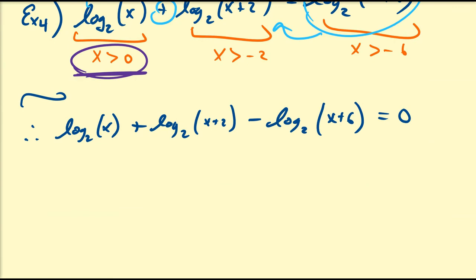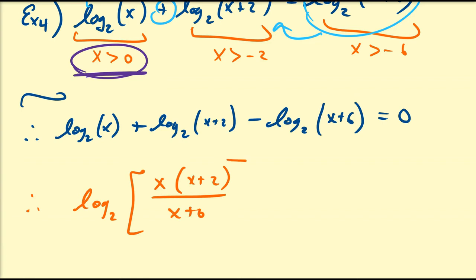So when you add logarithms, you multiply their interiors. When you subtract logarithms, you divide their interiors. Therefore, using both of those rules at the same exact time, this is equivalent to writing the log base 2 of x times x plus 2 all over x plus 6 must be equal to 0.